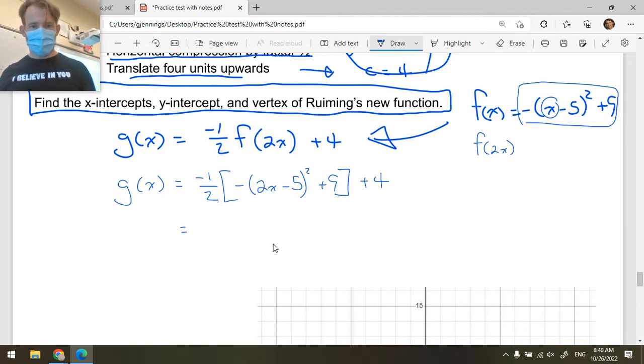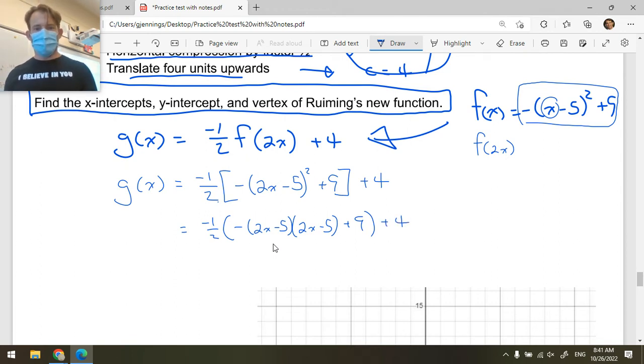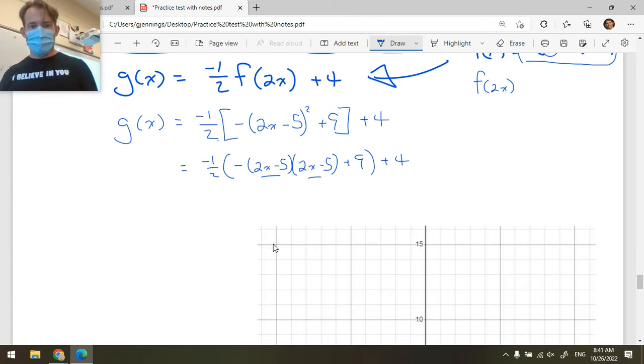All right, so g of x is going to be equal to, let's expand this and evaluate it a bit. So that's going to be negative 1 over 2 multiplied by negative 2x minus 5 times 2x minus 5 plus 9 and the bracket plus 4. Just expand this exponent. And then I'm going to factor out the 2 out of both brackets to get it back into vertex form. So it's going to look like this.